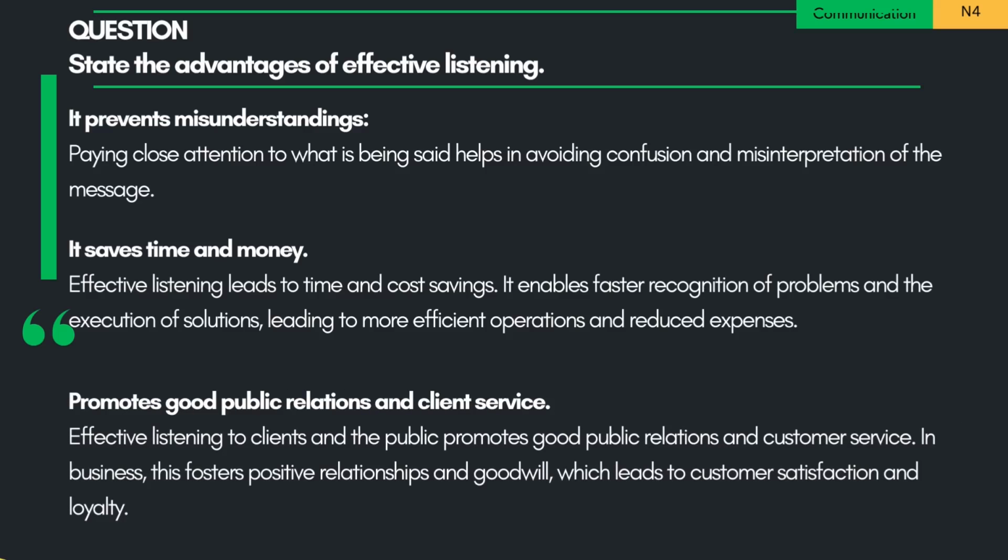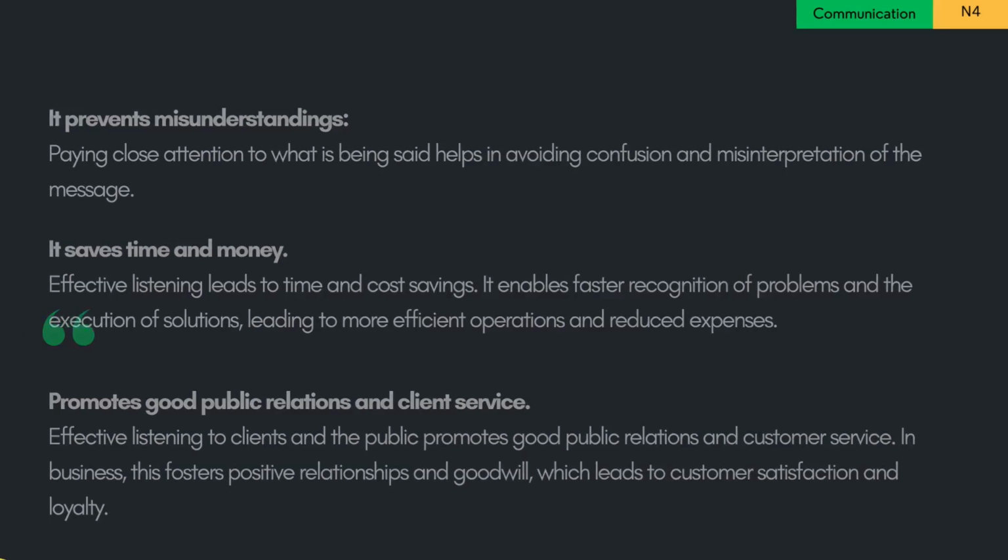5. Promotes good public relations and client service. Effective listening to clients and the public promotes good public relations and customer service. In business, this fosters positive relationships and goodwill, which leads to customer satisfaction and loyalty.